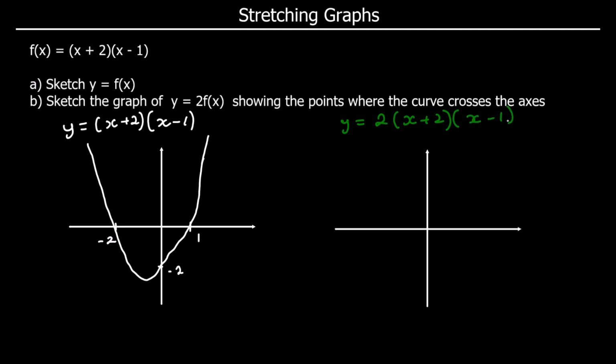It's going to cross, when y equals 0, it's crossing at the same points. It's still at -2. And it's still at 1. But when x equals 0, we've got 2 times 2 times -1. So that's going to be at -4 now. So it's going to be the same graph, just all the y's are doubled. So it's going to come down a lot steeper. It's going to go down further. And then back up.